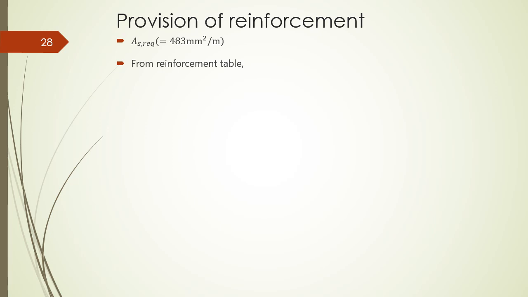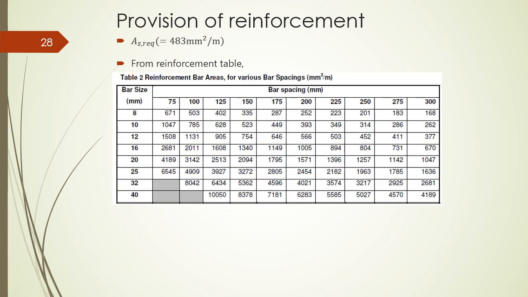We go to our reinforcement table. Since we are working with millimeters squared per meter, we'll now go to table 2 instead of table 1. We provide a reinforcement configuration that is more than 483. The first option will be T10 at 150 bottom 1, which will give us 523 millimeters squared per meter.